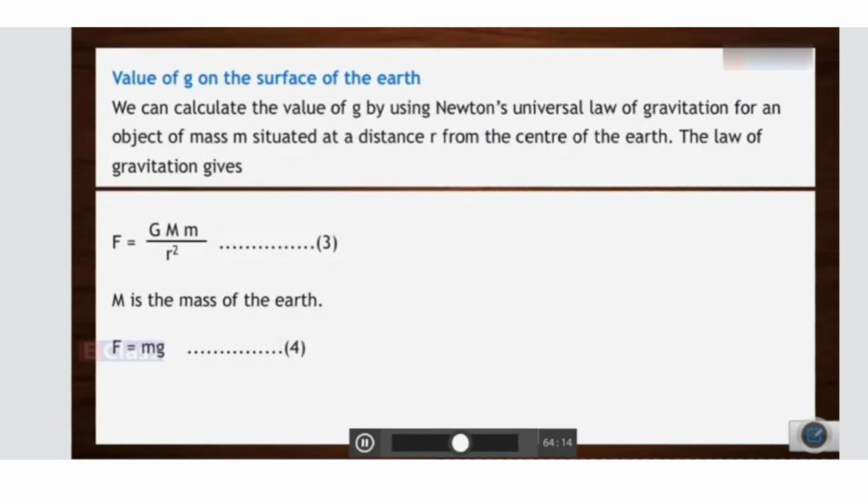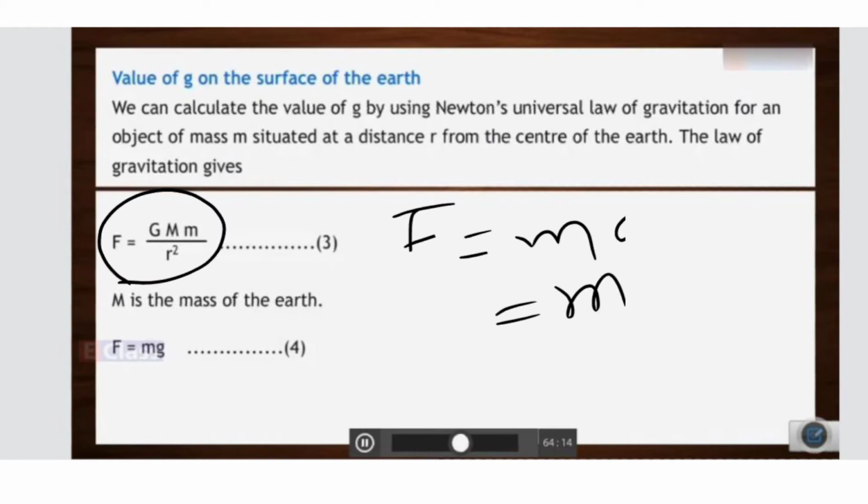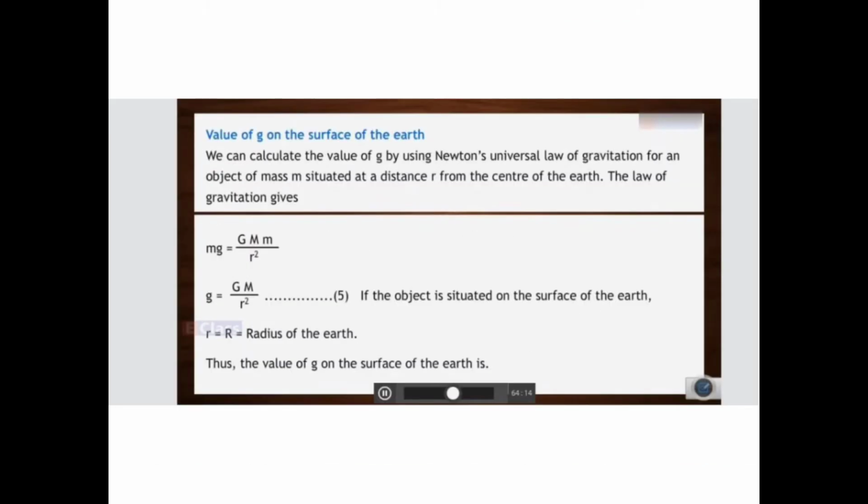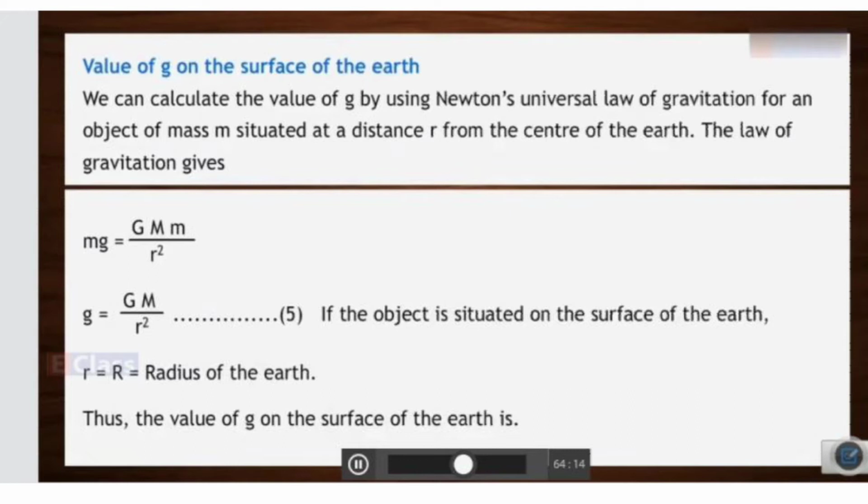So now let us see. Our formula will be F is equal to GMm upon r square, right? Now this force is nothing but F is equal to ma, and a we are defining as the acceleration due to gravity, that is mg. So we will compare this mg with this GMm upon r square. So let us do that. When we compare it, what will we get? mg is equal to GMm upon r square.